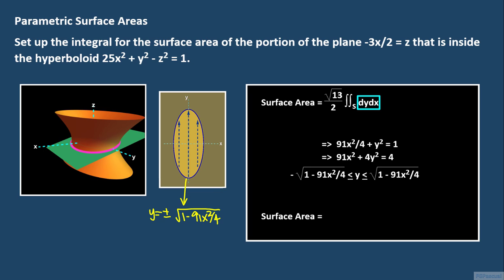With x as the second variable of integration, we look for the minimum and maximum values of x within the projection. The minimum and maximum values of x correspond to the x-intercepts of the ellipse. Setting y equals 0 in the equation of the ellipse, we find that the x-intercepts are at x equals plus or minus 2 divided by the square root of 91. And we have the second double integral for the area of the surface.